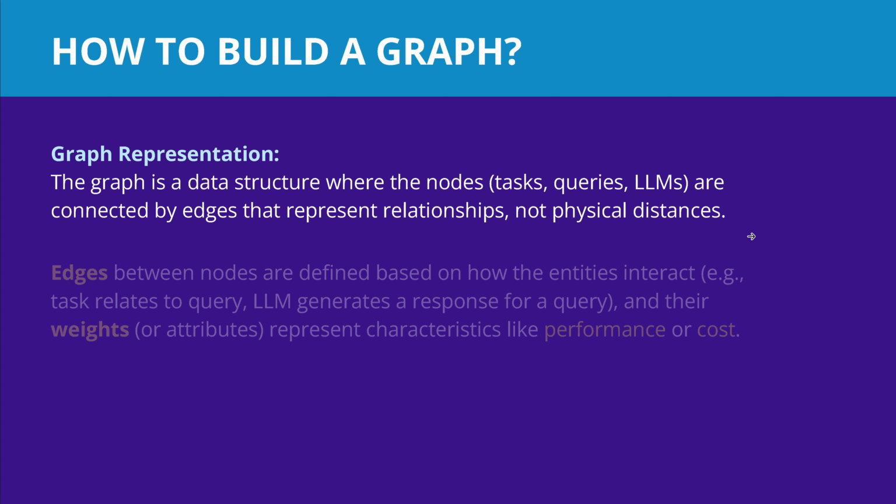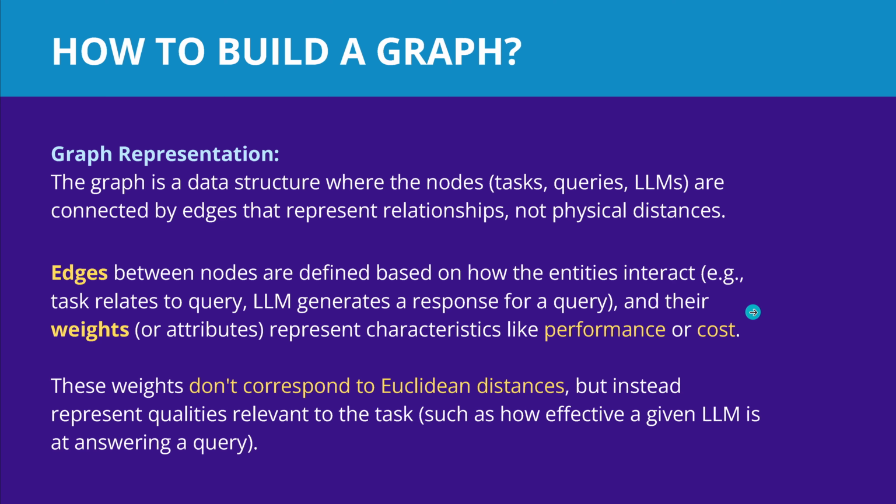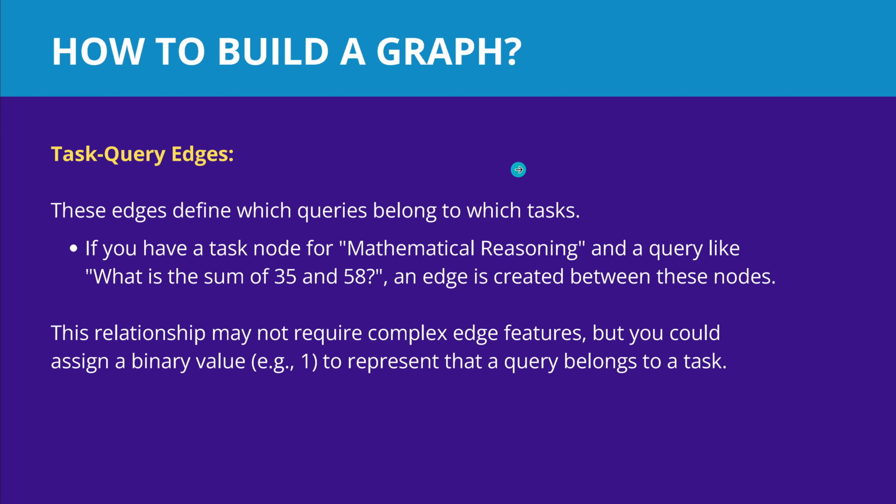We have no metric here in this space. So, edges between nodes are defined based on how the entities interact. The task relates to a specific query, or the LLM generates a response for a specific query. And we have, of course, the edge weights, or the attributes of the edges, and they represent characteristic data, like the performance or the cost data, whatever you want to put in the edge weight structure. But remember, the weights do not correspond to Euclidean distances, everything is just on a relational basis. So what edges do we have?